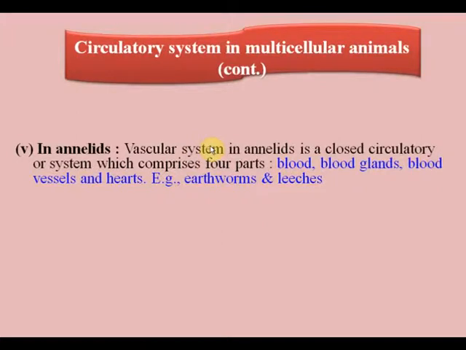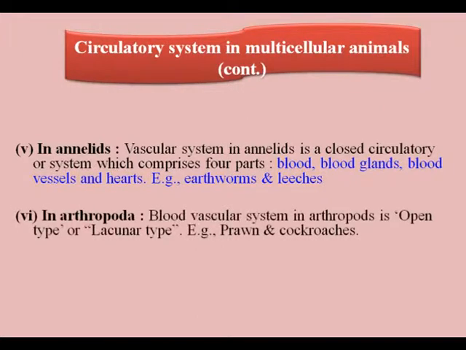Now, circulatory system in annelids. The vascular system in annelids is a closed circulatory system which comprises 4 parts: blood, blood glands, blood vessels and hearts. For example, earthworms and leeches possess blood, blood glands, heart, vessels, all these components of a closed circulatory system.